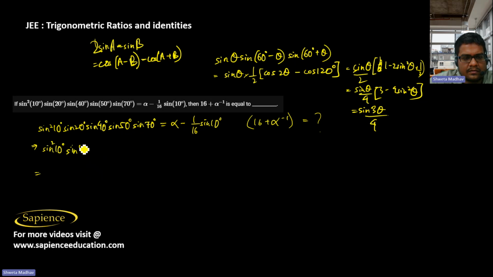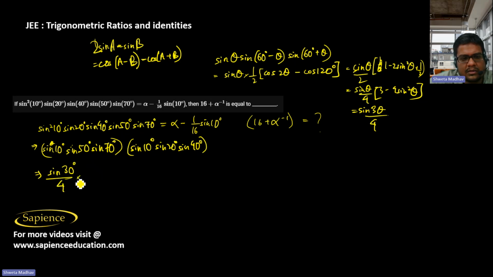sine 50 degree into sine 70 degree into sine 10 degree, and I can write sine 10 degree, sine 20 degree into sine 40 degree. Since this 50 degree I can write as 60 degree minus 10, and 70 degree is 60 degree plus 10. So this will be sine 3 theta, means 3 into 10 degree, sine 30 degree by 4 into, this is again, sine 10 degree.